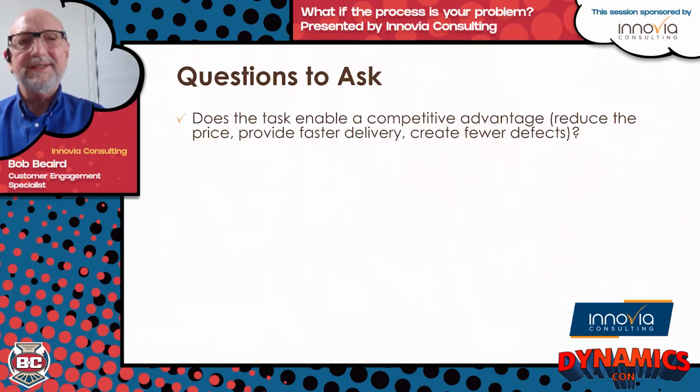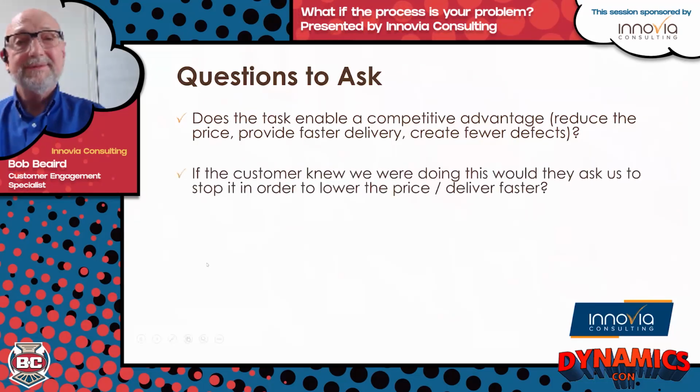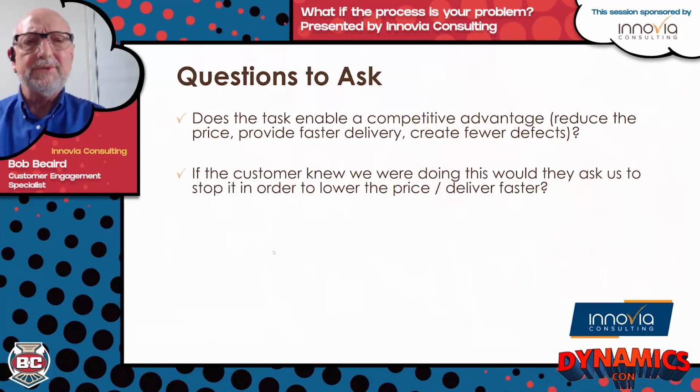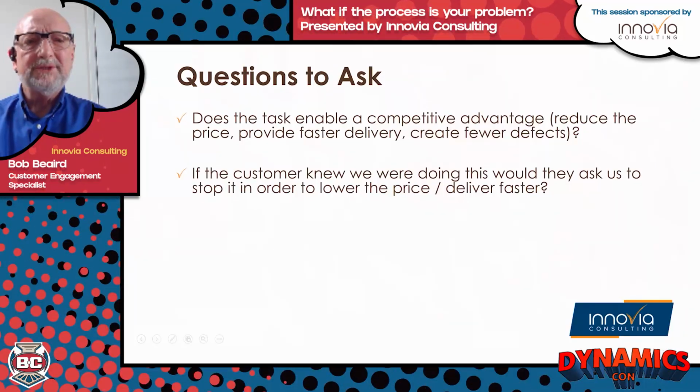Does this task, what you're doing here, the way you're going about it, really enable a competitive advantage? Reduce the price, provide faster delivery, create fewer defects. Another way to look at this is from the customer's point of view. By the way, this could be internal or external customers, right? If you're mapping out how you do sales and operations planning, there can be internal customers for that, or order processing. Some of the customers for that are production or warehouse, right?